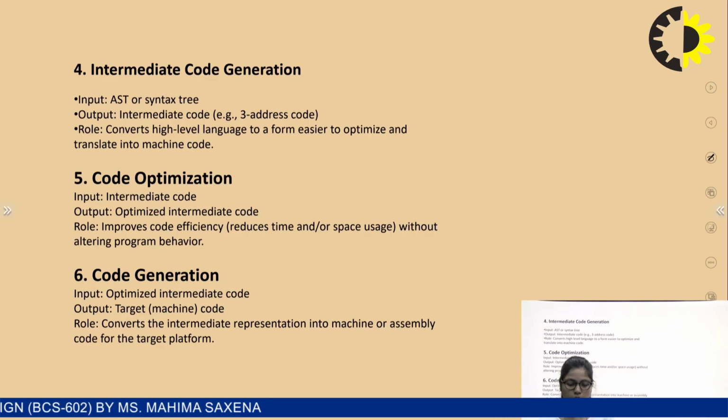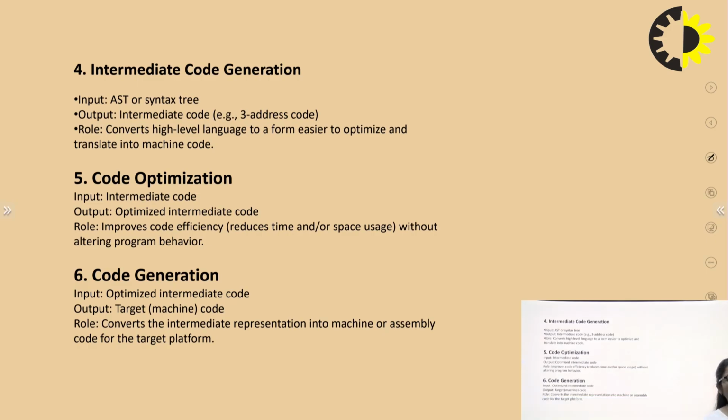Now, what is intermediate code generation? The input for intermediate code generation is the syntax tree generated by semantic analysis, and the output is three-address code. Basically, the idea behind that is it converts the high-level language to a form that is easier to optimize and translate into machine code.